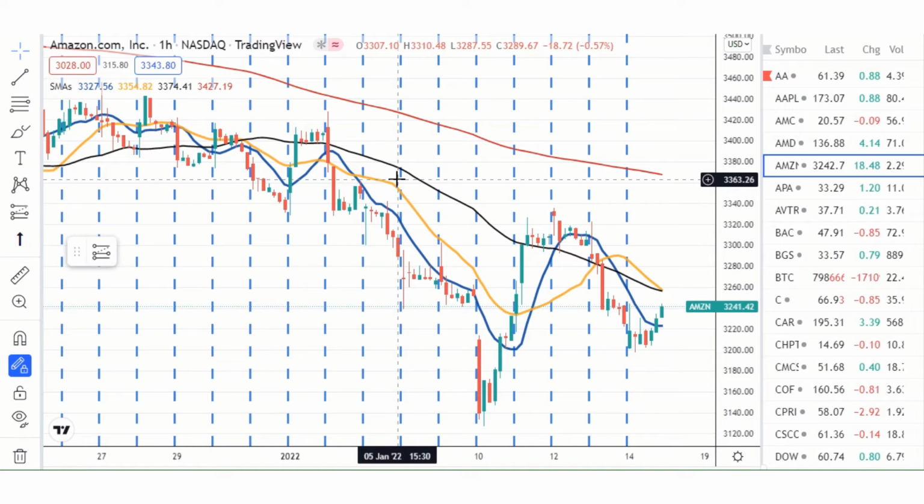Okay, so now let's go to secret number 3, and that is to learn to read candlestick patterns. Okay, this is so important. Candlesticks will give you clues as to where the stock is heading. This is when certain patterns become apparent.